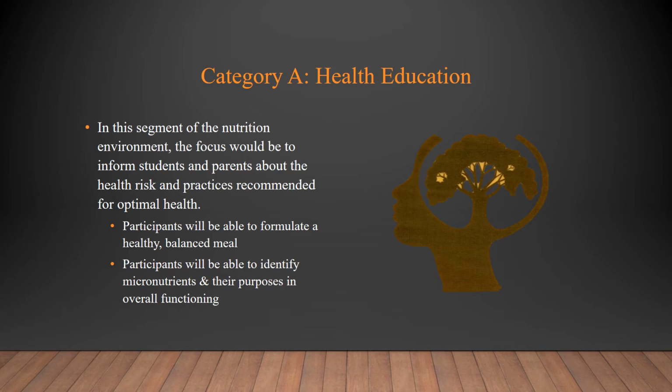So this would look like a parent-student or parent-child activity where they are putting together a balanced meal, maybe with food pieces or maybe online shopping, and being able to identify micronutrients and their purposes. So just being able to identify that carbohydrates give you energy, protein repairs muscles, things such as that.